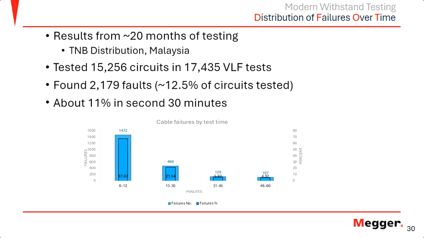And something that we did with TNB distribution in Malaysia, they had a cable replacement program, and they wanted to do a VLF test, and they wanted to do a health-based maintenance versus an age-based kind of replacement. So they tested over 15,000 circuits, and they conducted over 17,000 VLF tests, and they found about 2,000 faults in the circuits that they tested, and only 11% of the faults were in the second 30 minutes.